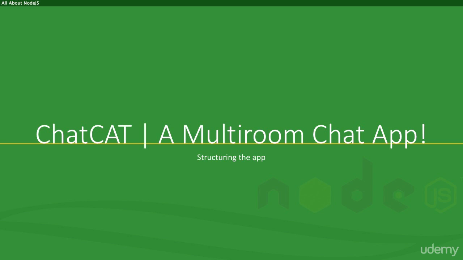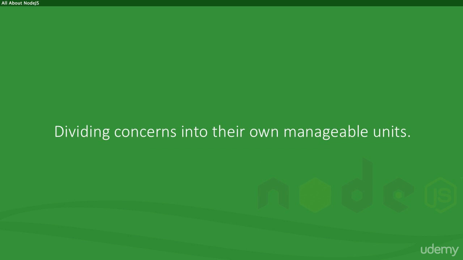Now let us understand how we are going to structure our app. In a nutshell, structuring an app refers to dividing concerns into their own manageable units. You can think of this process as writing components, or in the case of Node.js, writing modules that will collectively result in our chat application.